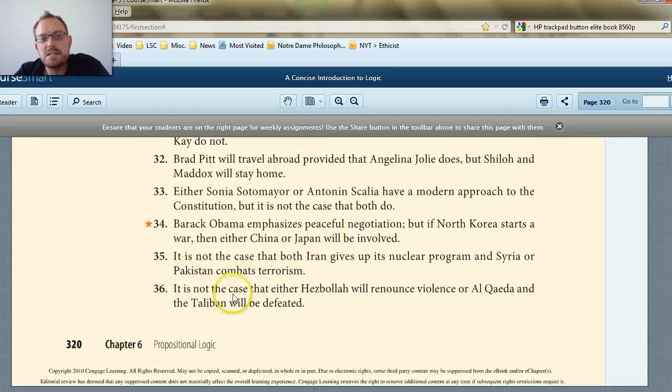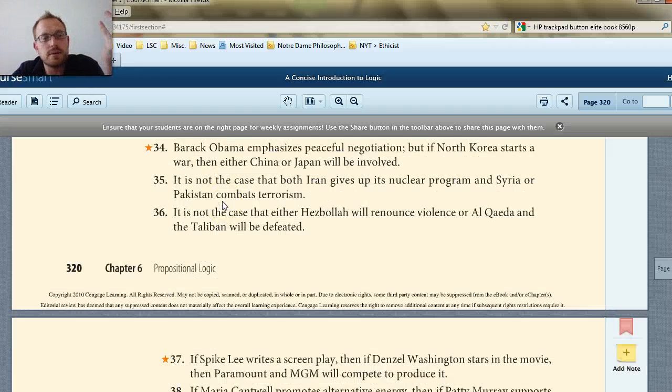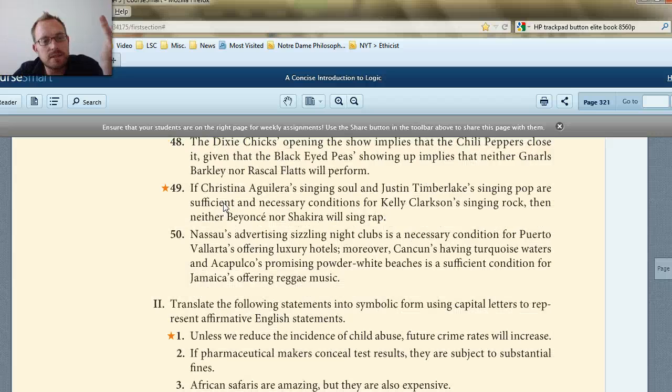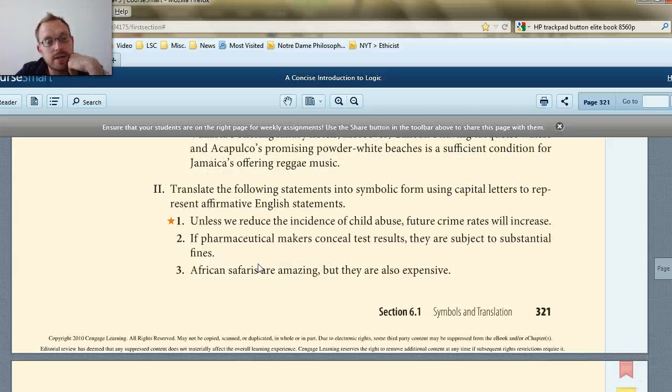Take this one. It is not the case that either Hezbollah will renounce violence or Al-Qaeda and the Taliban will be defeated. So what you're going to have to do with these, and this is why you want to do the homework, is because as you go through these, they increasingly get more difficult, but you increasingly also become more confident and you'll do better, right? And so you can see they get complicated and you're going to have to use lots of parentheses for this one and brackets. But don't worry, just try your best. And the ones with the stars actually have the answer in the back of the book. Okay, just go slow and just remember what's the takeaway.